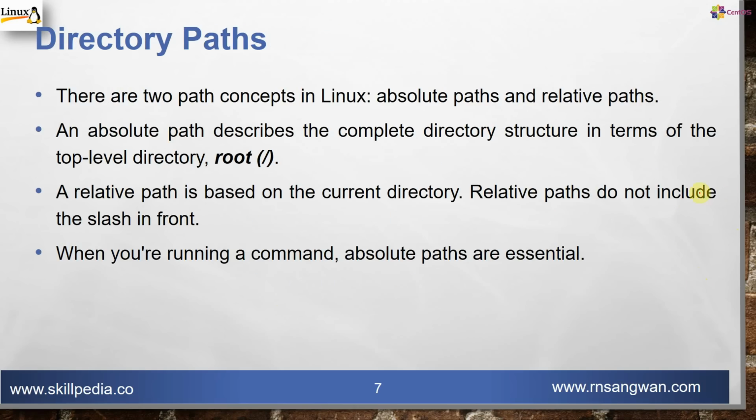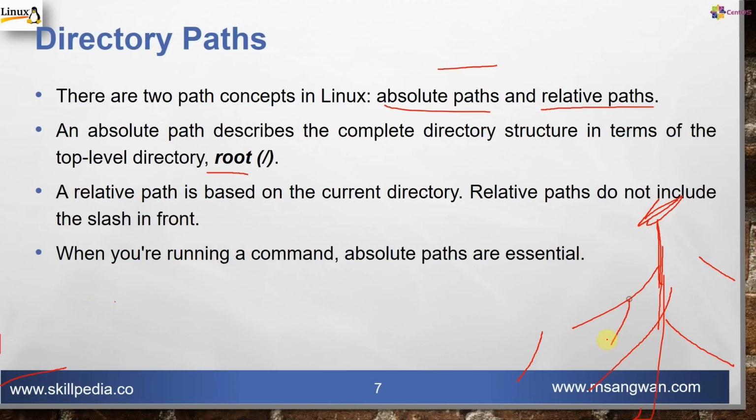There are two path concepts in Linux. I'm talking about directory paths. One is absolute path, one is relative path. You can understand it from the perspective of an actual tree, and you just invert it. Absolute path describes the complete directory structure in terms of the top level directory called root, and the root term is coming from the same concept, from the tree. If you invert a tree, on the top what you'll see is the root. Under root you have the stem, and under that you have the branches and sub branches.